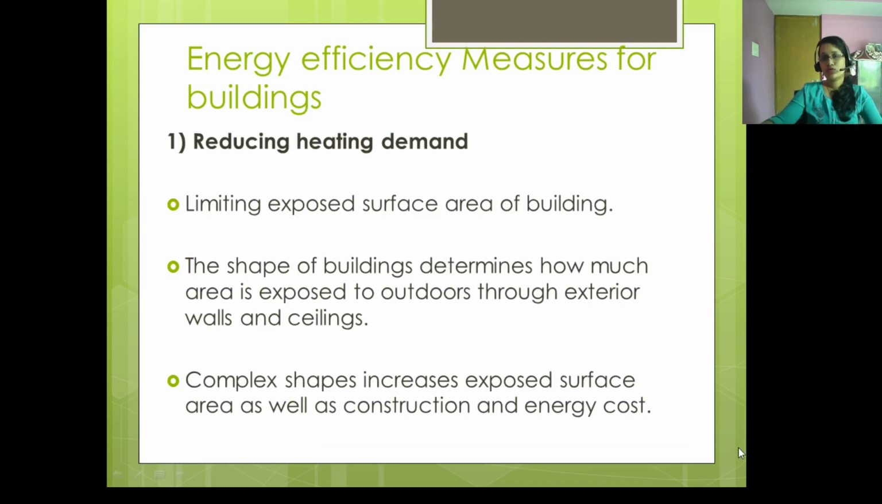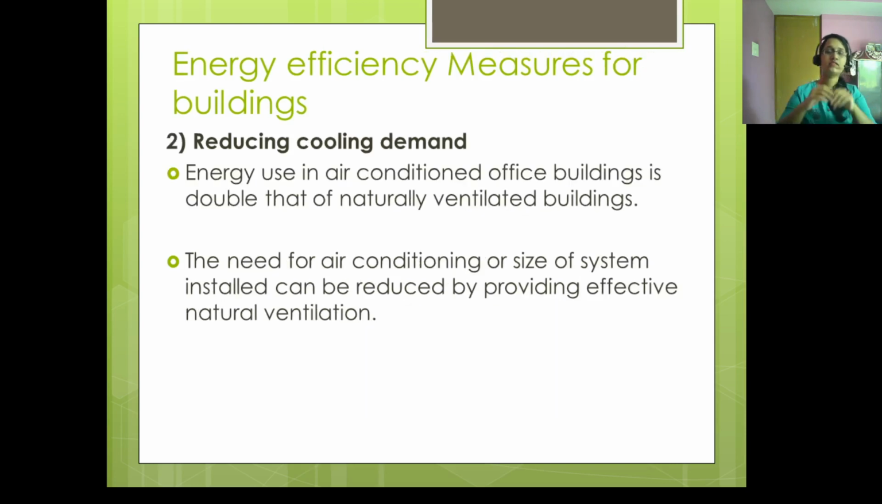So the first one, as I told you, is reducing the heating demand. We need to avoid complex shapes, as they will increase the cost of construction and the energy cost. So try to limit the exposed surface area of the building. The shape determines how much area is exposed to the outdoors through the exterior walls and ceilings.